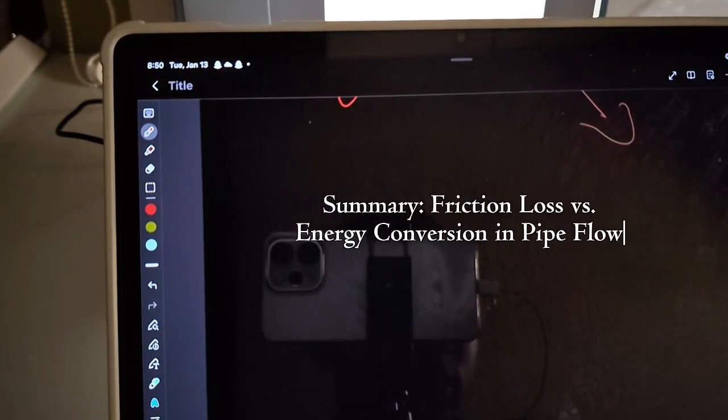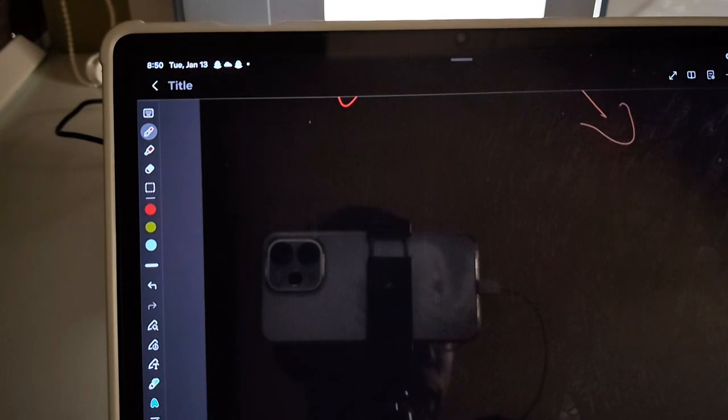To summarize these two examples, example 8.2 shows how friction causes pressure loss that must be overcome by a pump, and example 8.7 shows how velocity changes can convert kinetic energy into pressure. Together, these examples demonstrate how energy is added, lost and transformed in pipe flow systems.